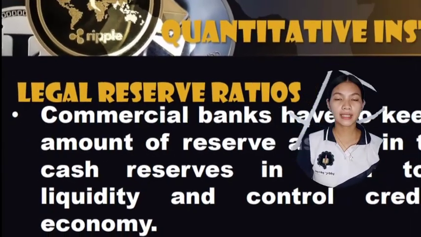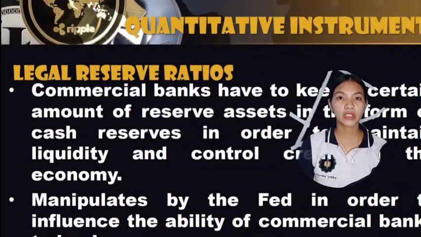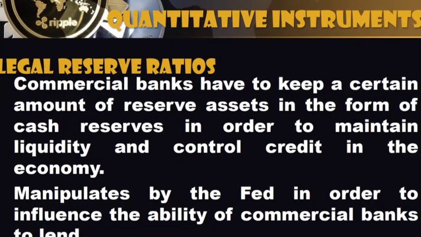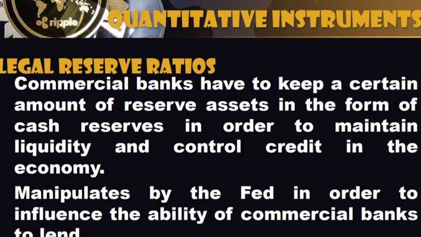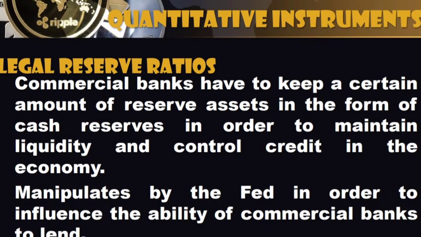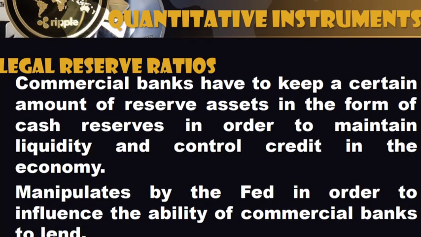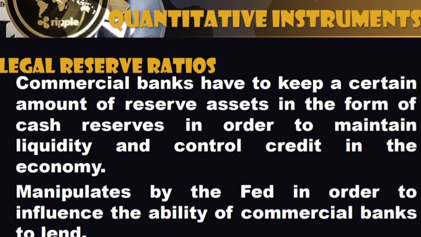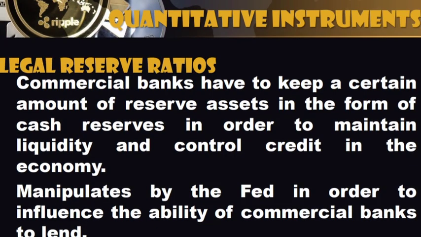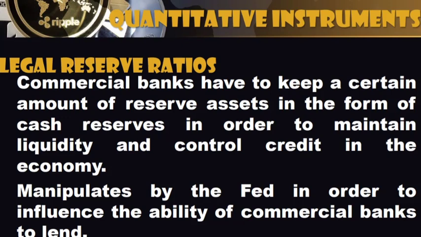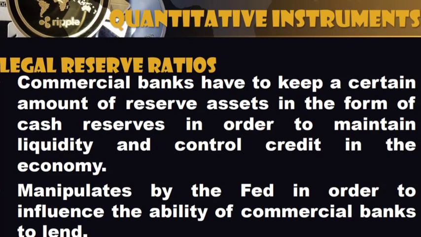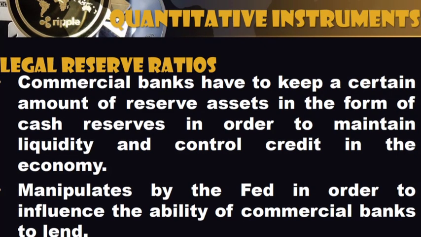The next quantitative instrument is the legal reserve ratios. Commercial banks have to keep a certain amount of reserve assets in the form of cash reserves in order to maintain liquidity and control credit in the economy. It is manipulated by the Fed in order to influence the ability of commercial banks to lend.